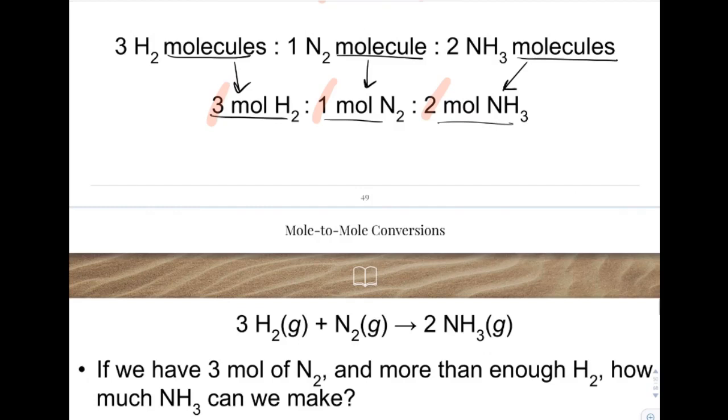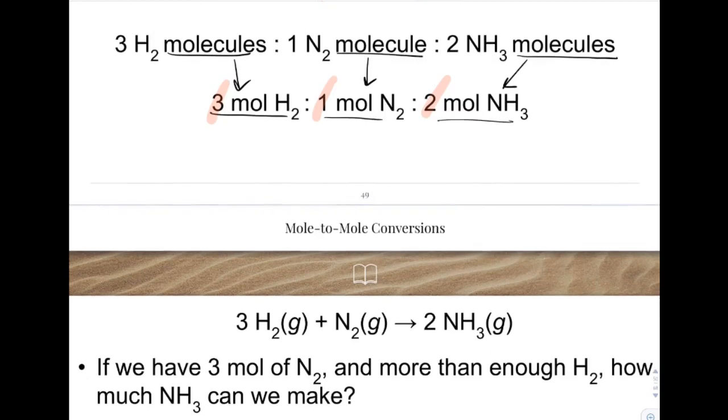At the very bottom of the screen here, there's an example. Go ahead and pause and see if you can figure this one out. If we have 3 moles of N2 and more than enough H2, how much NH3 can we make? We're looking at this problem on the very bottom because I messed up with the presentation and it's got the answer down there.